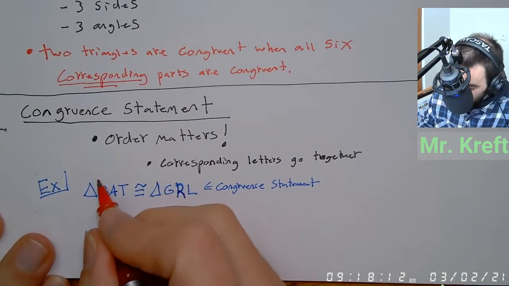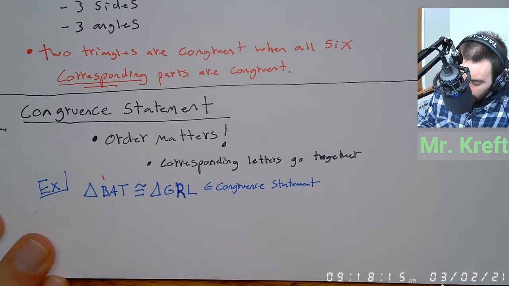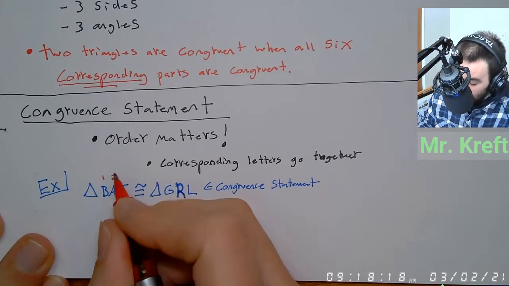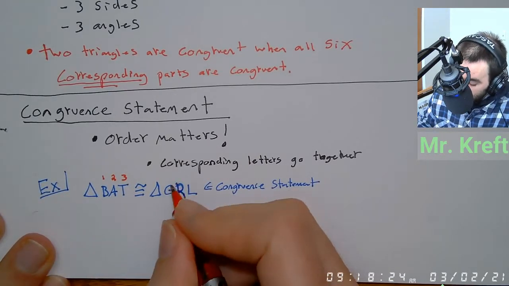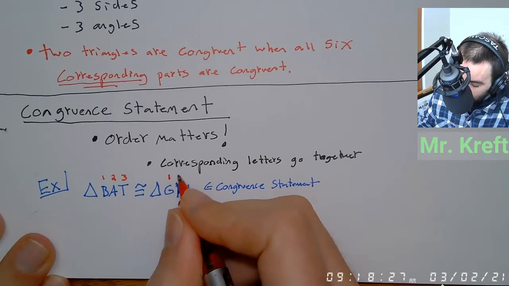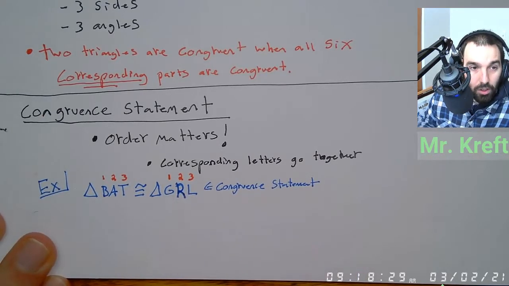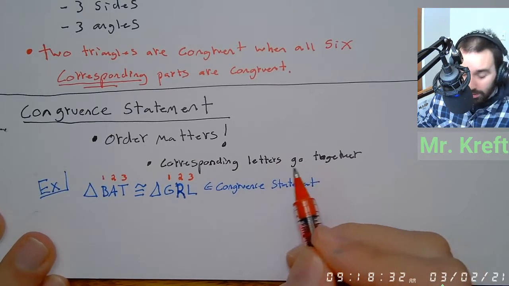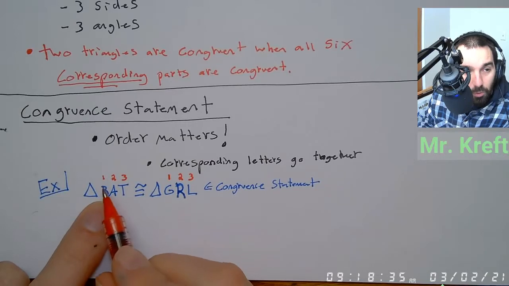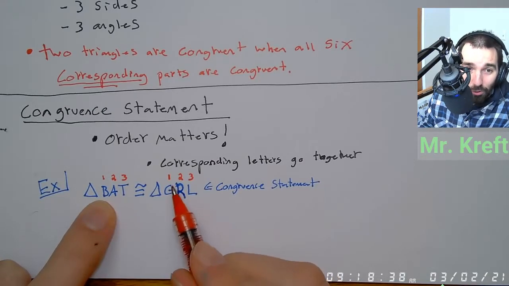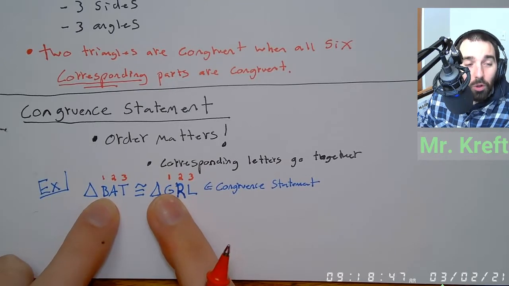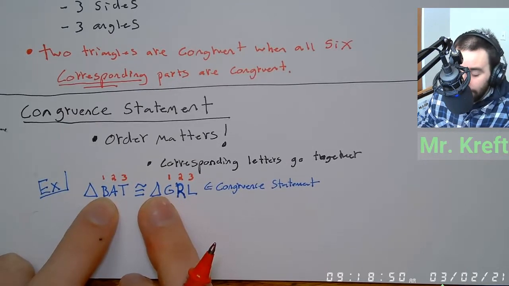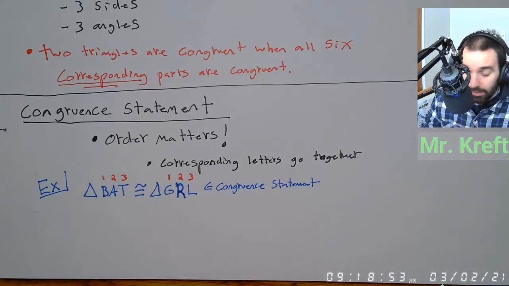Notice how in this first triangle, the B comes first, the A comes second, and the T comes third. Okay, that means in the second one, this comes first, this comes second, and this comes third. So when I say corresponding letters go together, well, if B is the first one, G is also the first one. So we would say they correspond, or they are in the same position in different triangles. So the order matters in our congruency statement. Okay, so hopefully that makes sense.